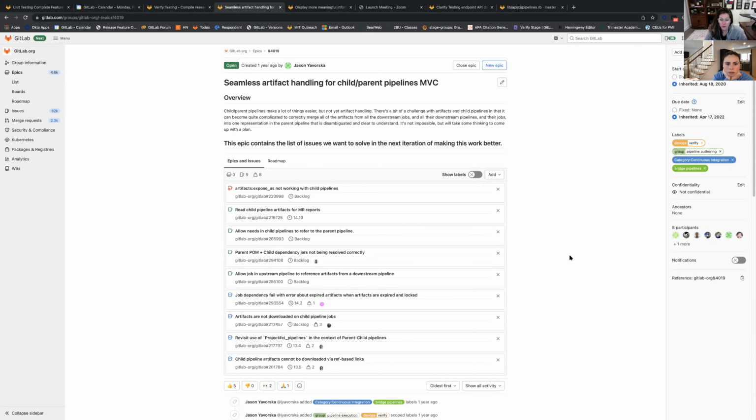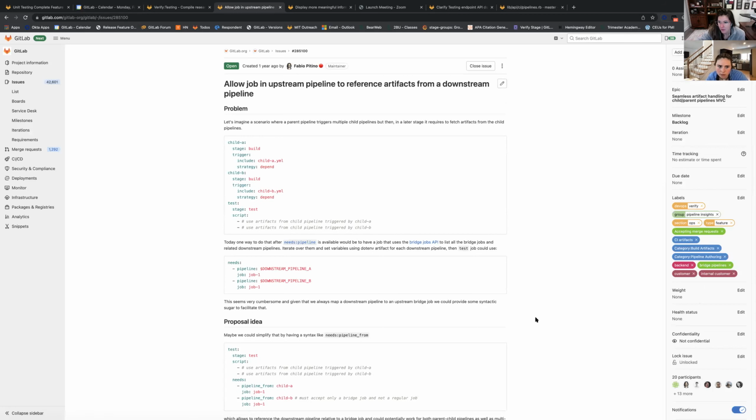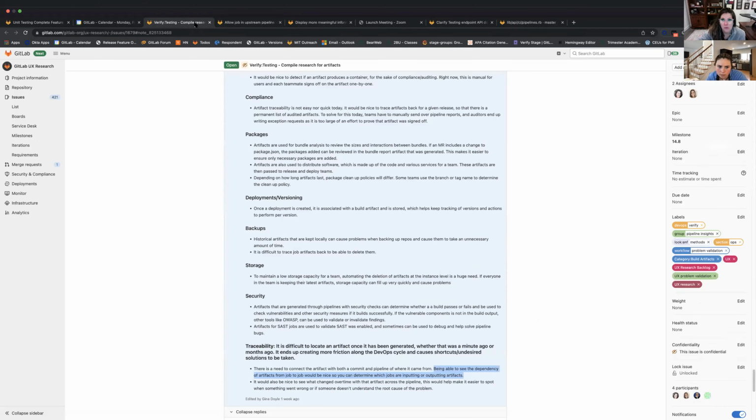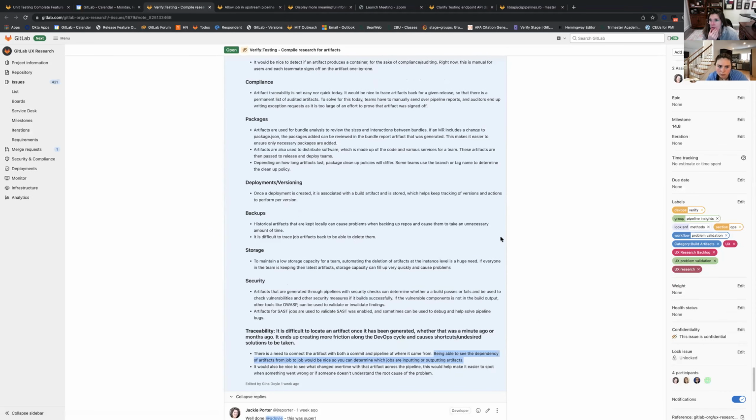Okay. I didn't realize that. Okay, cool. Well, you shouldn't, because it's currently nested across pipeline authoring and pipeline execution. There's no reason for you to know this. The only reason we play a part in it is because of something like artifacts exposed not working with child pipelines and read-child pipeline artifacts for MR reports, which is our area. But some of these other issues aren't even build artifacts related. Some of them are literally pipeline authoring related. So it does make it a little tricky for us to think about.